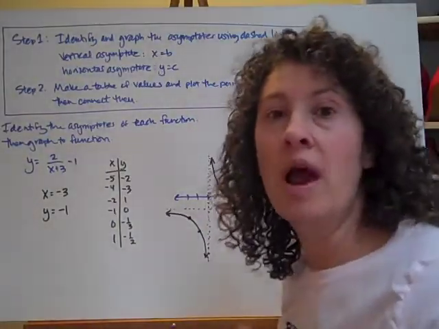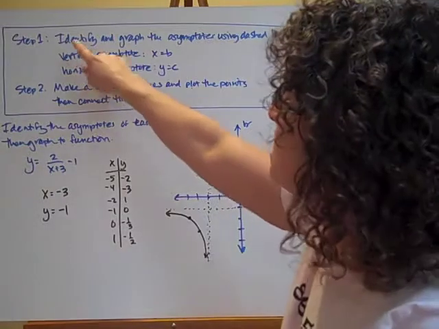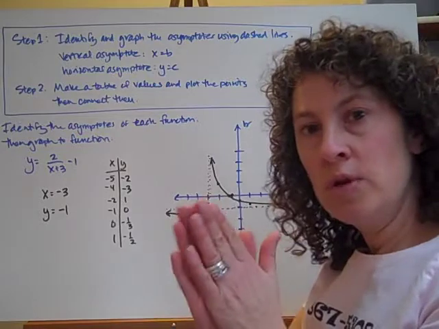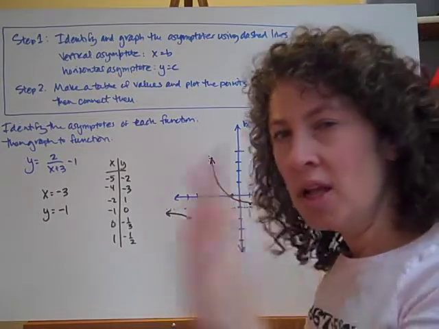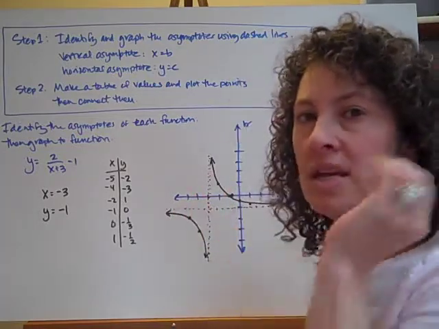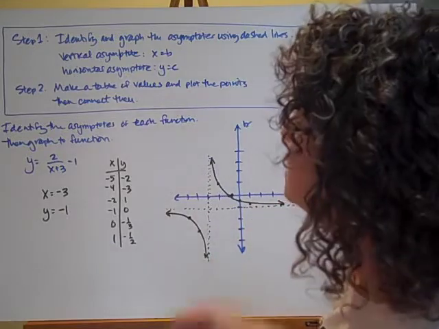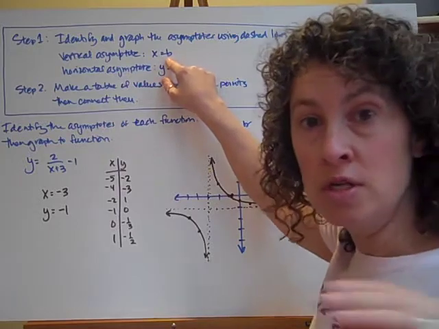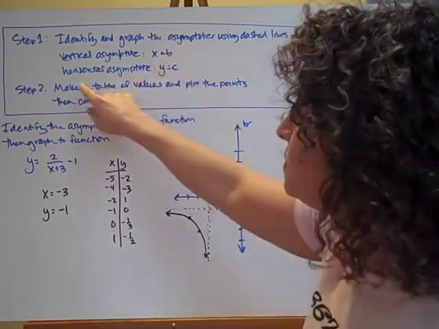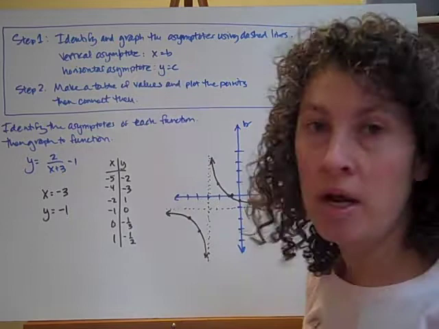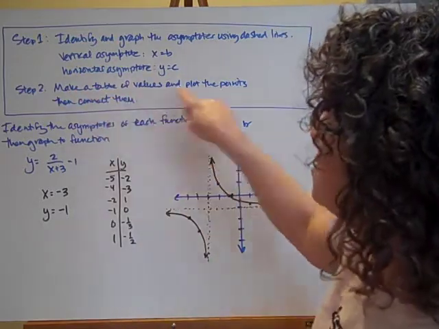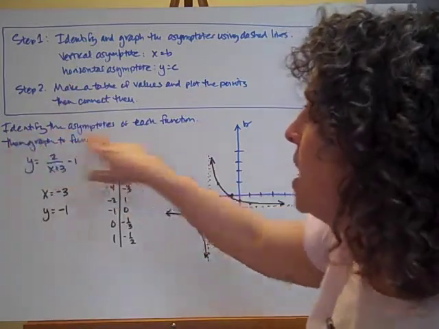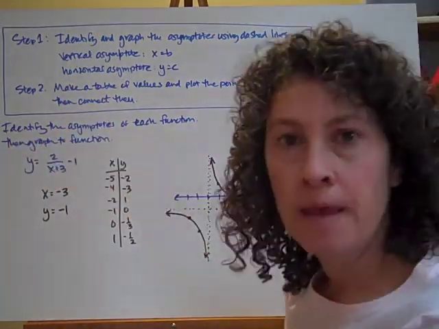So what are we going to do to graph a rational function? Two steps. First step, identify and graph the asymptotes using dashed lines. Those are going to be our borders. You're going to get close to the asymptotes with your hyperbola, but not ever actually touch that line. Our vertical asymptote is x equals b, and remember, your denominator is x minus b. Your horizontal asymptote is y equals c. The second step is to make a table of values and plot the points that connect them. Identify the asymptotes of each function, and then graph the function.